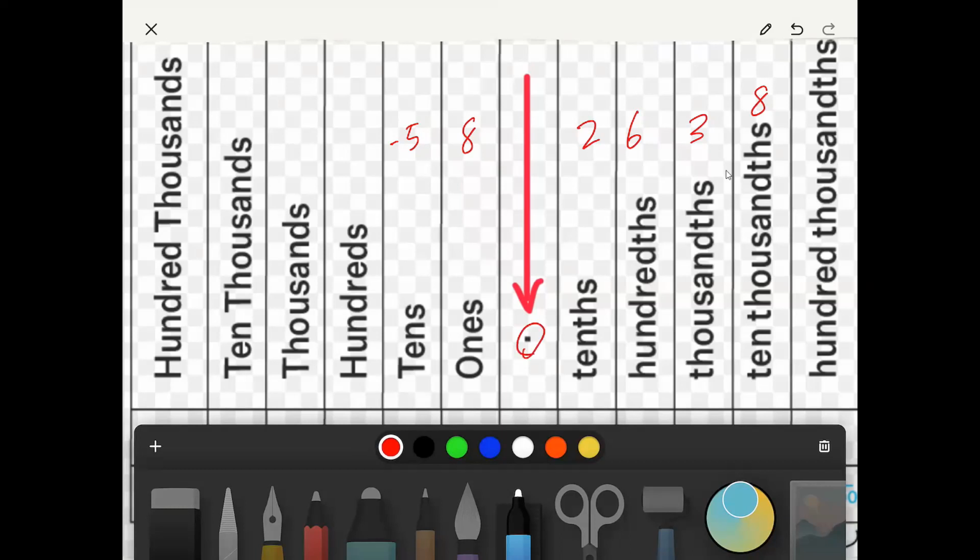58.2638. And there's more numbers, but we're supposed to round this to the nearest integer. So the integers start with the ones place. Anything that has decimals is not an integer. So we have to start here.